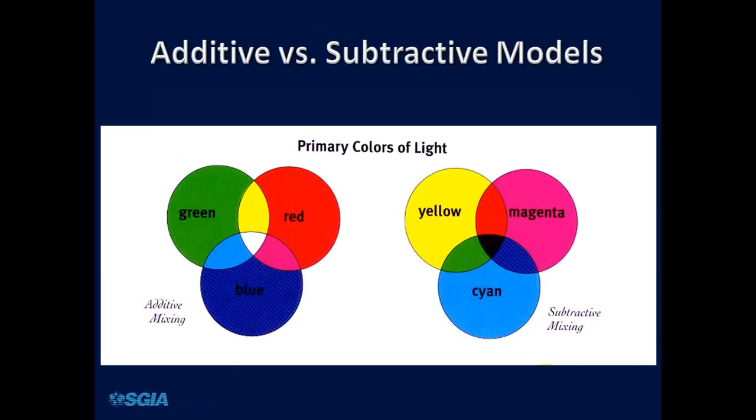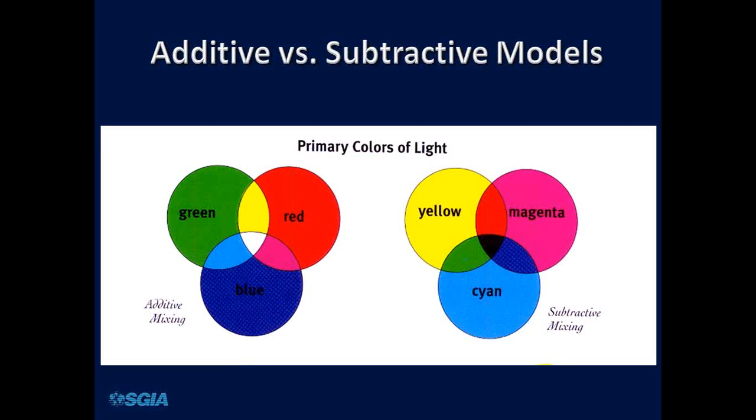So let's talk a little bit about additive versus subtractive models. We have RGB, red, green, blue, which we've been talking about a lot. And when you add all three of those colors together, you end up with white. Whereas the subtractive colors, CMY, and actually CMYK for all of us in the digital printing arena, is a subtractive method. As you add the three, you end up with black.